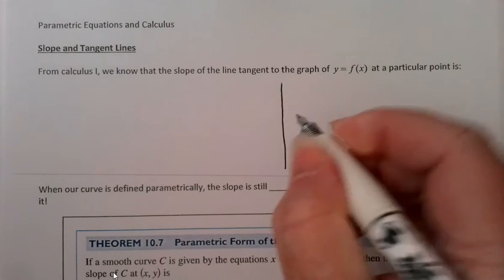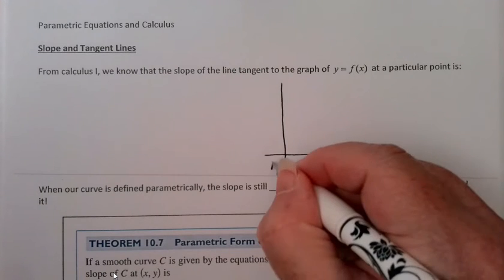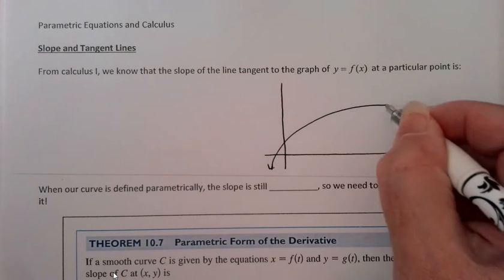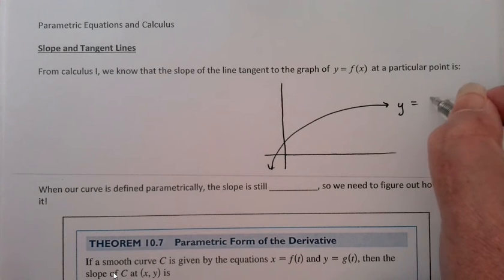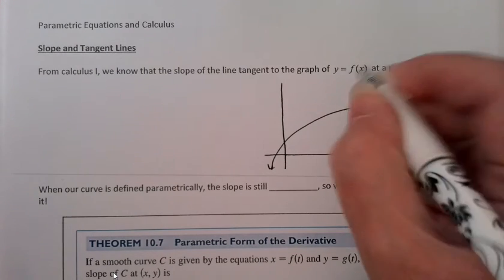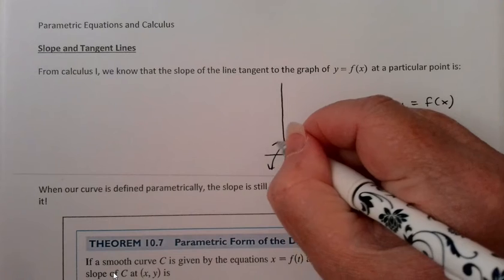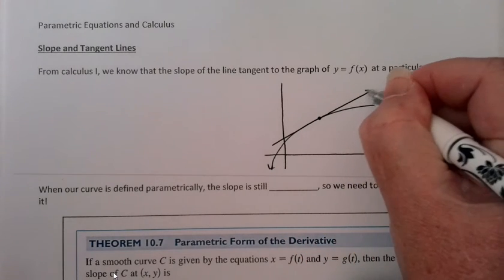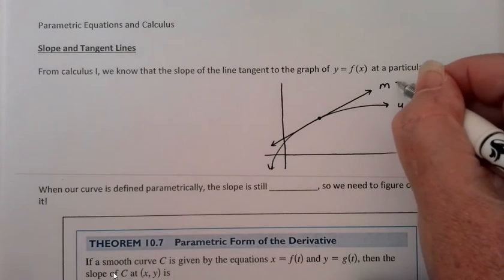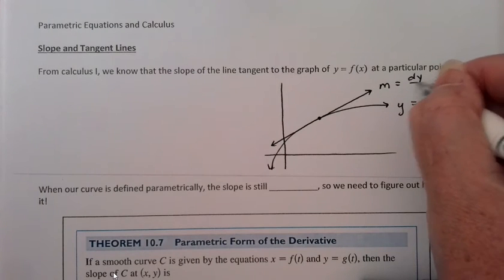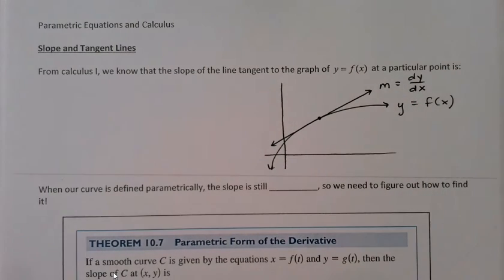So if I have a curve y equals f of x, then the slope of that tangent line is dy/dx. The question that we want to ask ourselves now is, how do we go about calculating that slope when our curve is defined not as a function of x, but in a parametric way?